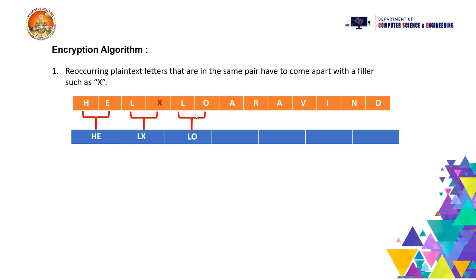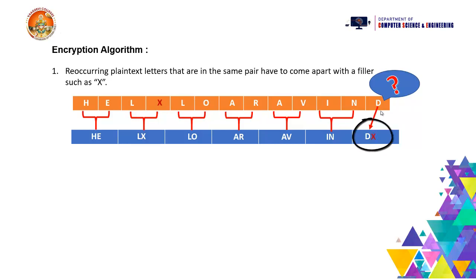L and O is one pair, A and R is one pair, A and V is one pair, I and N is one pair. Here one character is left. In this case, we are going to pad some extra character, that is X, after this single character.